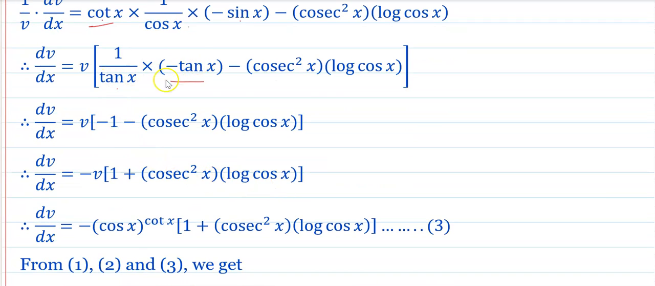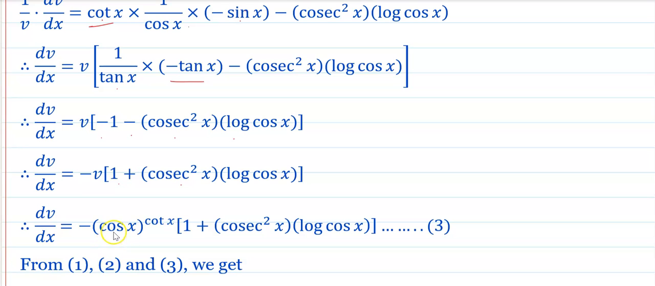Substitute that tan is tan, they get cancelled, then you will get in bracket minus 1 minus cos x square x into log of cos x. Okay, take minus v as a common, therefore you will get dv by dx is equals to minus v times in bracket 1 plus cos x square x into log of cos x. This is the third one, and then substitute the value of v.